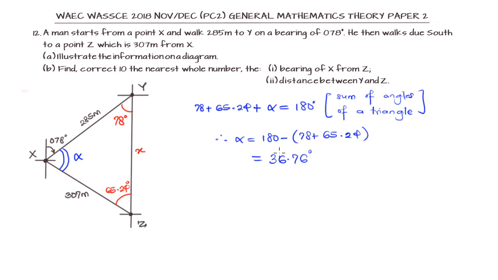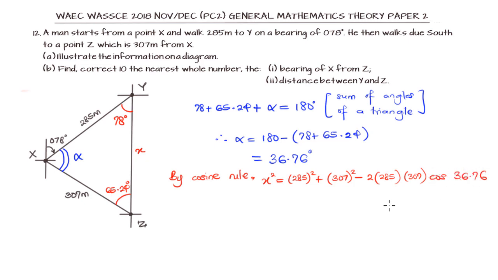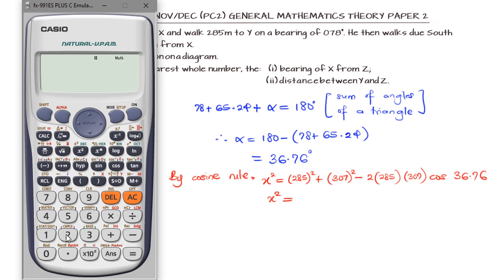That's alpha. Now, knowing the value of alpha, we can use either the sine rule or the cosine rule, because both can simplify the question we are trying to solve in solving for x. But because we've used the sine rule before, I would prefer to use the cosine rule. Whichever you choose, you can use. By the cosine rule, x squared will be 285 squared plus 307 squared minus 2 multiplied by 285 multiplied by 307 cos alpha, and our alpha is 36.76. For understanding of this, you can check our videos on triangles so that you can have a good grasp of the sine rule, the cosine rule, and all the other properties of triangles.